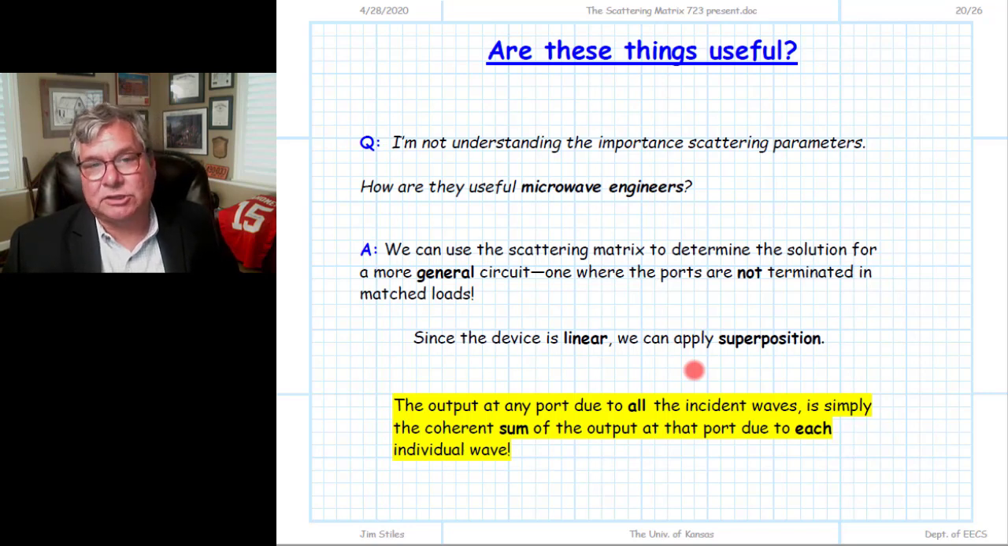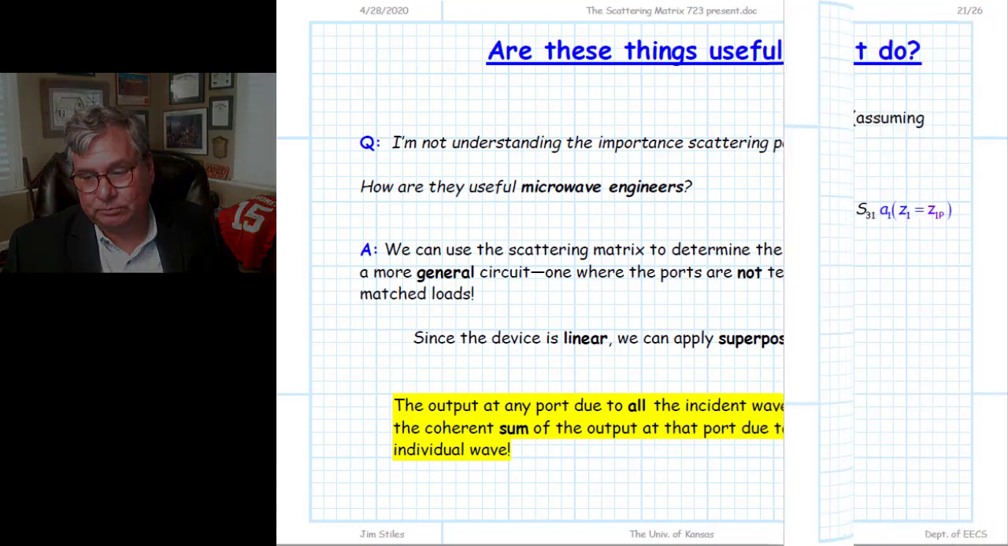In this case, if we have a situation where we have multiple waves incident on our multi-port device, we find that the wave exiting or scattered from any one port is a superposition of the waves created by each individual incident wave. So in other words, if we have an incident wave at port 1 and port 2, then what comes out of port 3 is, as we talked about before, an effect of each one. If we know the scattering parameters, we can determine how much of the wave exiting or scattered from port 3 is due to the wave incident on port 1 and how much is due to the wave incident on port 2.